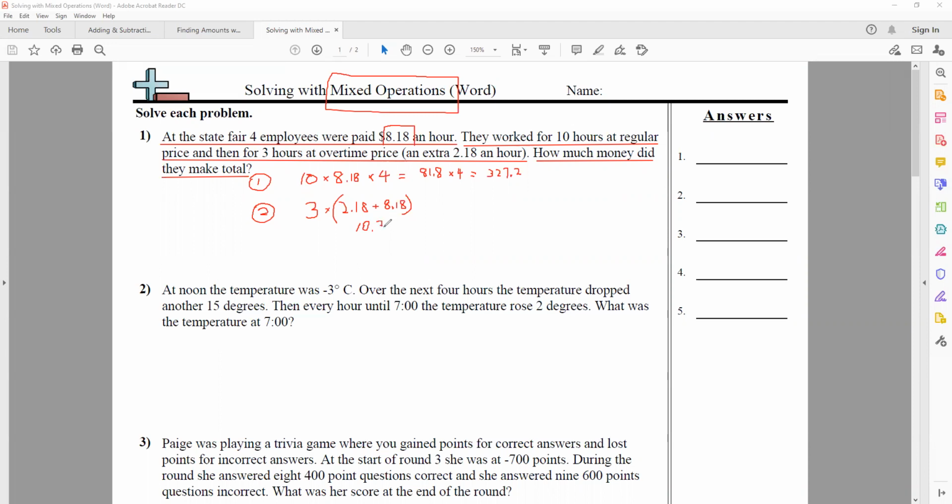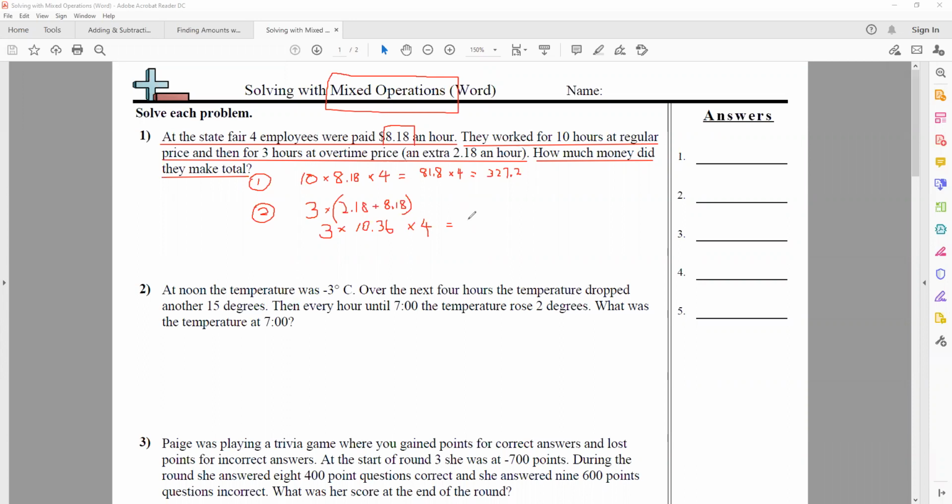10.36. Okay, right. Now you're gonna multiply by 3. Let's do that. 31.08. Okay, and then times 4. Let's go and do the whole thing for me, please. This is 4 people. 3 times 10.36 times 4. Yes, because 4 employees, remember?